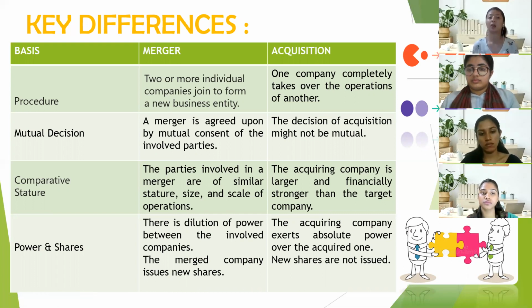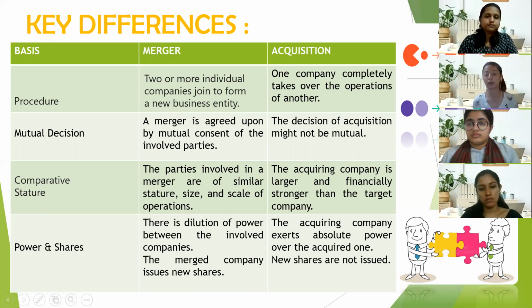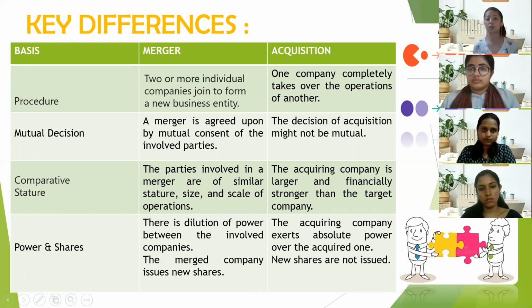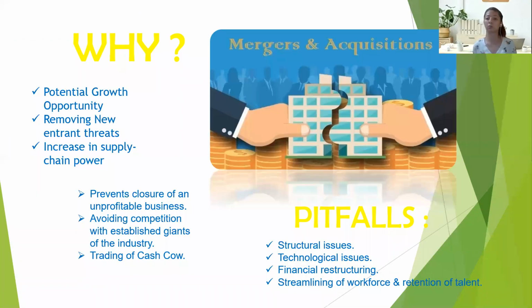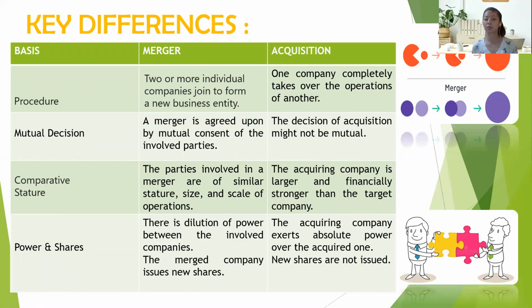First, when it comes to a merger, it is two business parties joining together to form one new business entity. Whereas an acquisition is usually a giant company taking over a target company. When it comes to mutual decision, a merger is agreed upon by both the parties involved in the deal. Whereas with an acquisition, the deal is usually mutual, but there are cases where it's not a mutual decision, and such cases are also called hostile takeovers. Thirdly, comparative stature. In mergers, the size, scale, and status of both the companies are almost on equal terms. But with an acquisition, that's not the case.